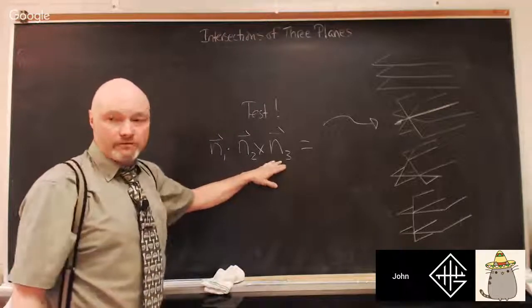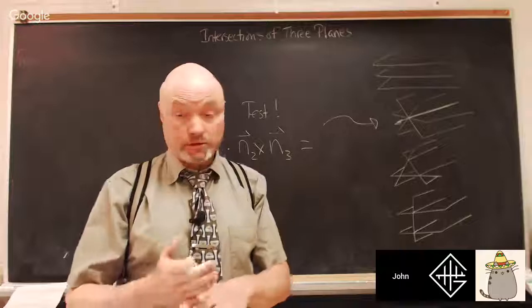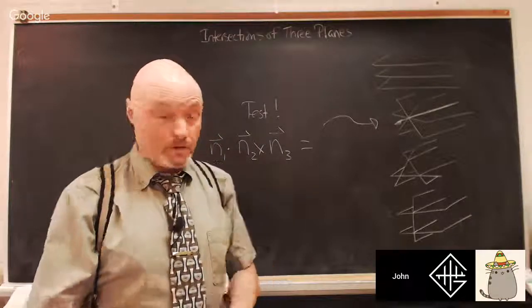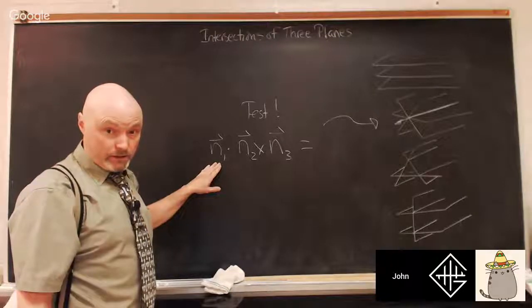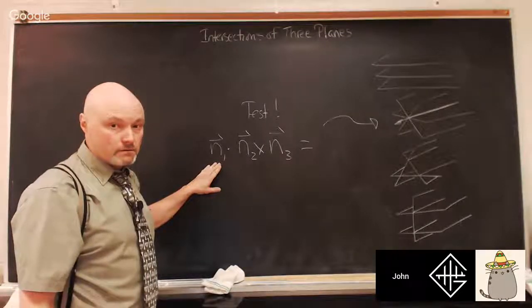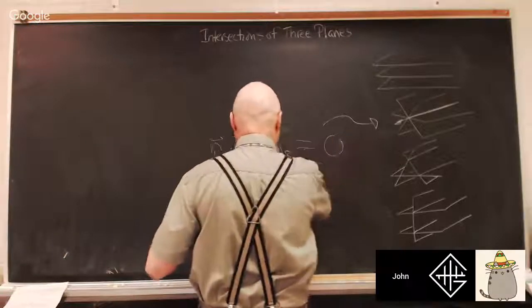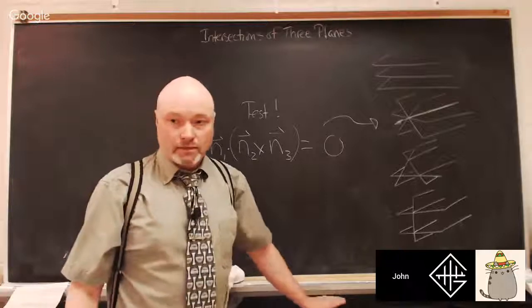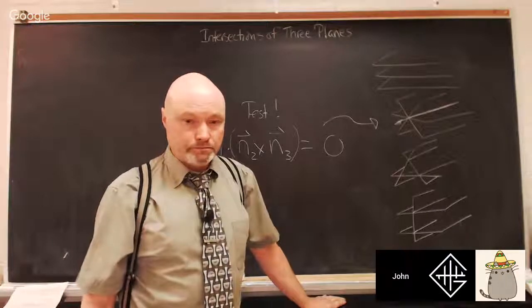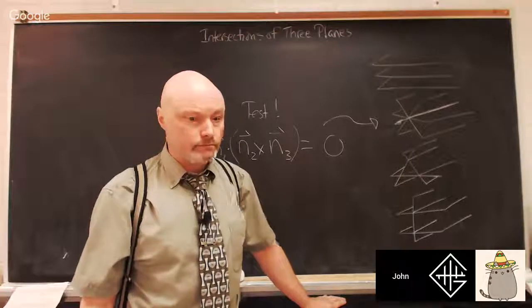So the cross product of these two normals is going to give you a normal that is perpendicular to those two. And the dot product of two perpendicular vectors is 0. That's right. Okay? So you can actually test that with the dot cross product and you'll wind up with a 0. Okay. Good so far?